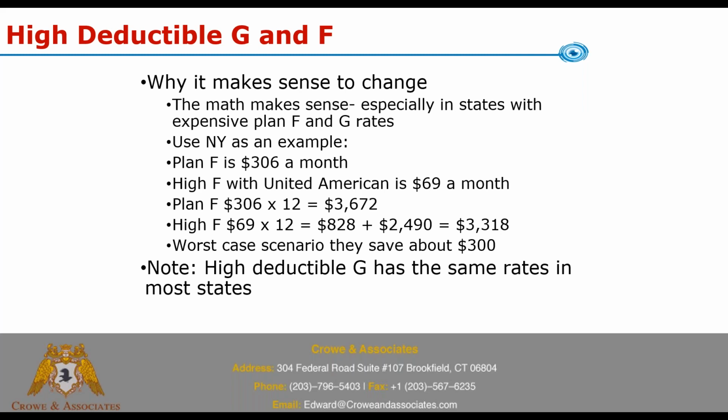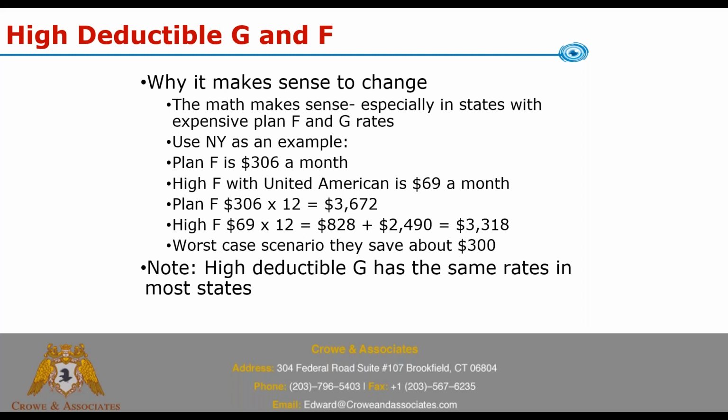So why would it make sense for somebody to switch, for example, from a plan F or G and go into a high G plan? A lot of times the math dictates it, that it makes a lot of sense, especially in guaranteed issue states. Your all-time guaranteed issue states are New York, Connecticut, Massachusetts, and Maine. And if we use New York as an example, plan F, and this number is actually low now, but plan F is very expensive in parts of New York. So if you have plan F that is $306 a month, yeah, they don't have any out of pocket, but they're paying $306 a month no matter what.